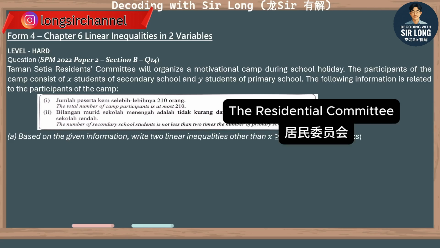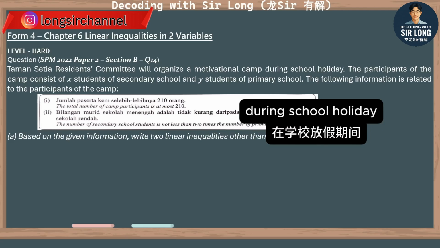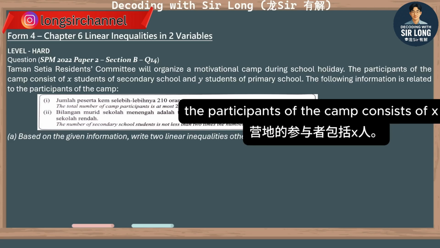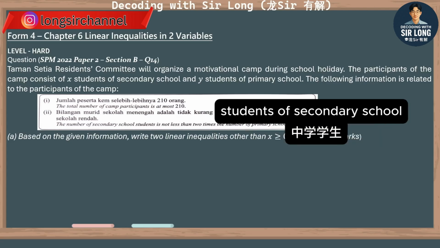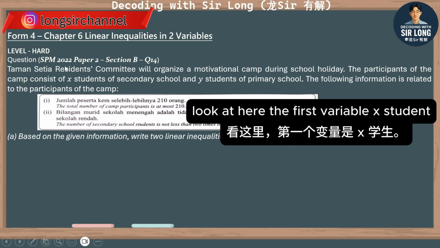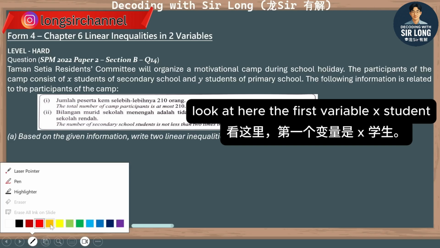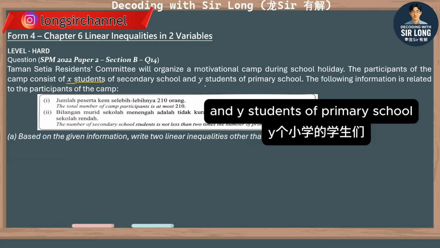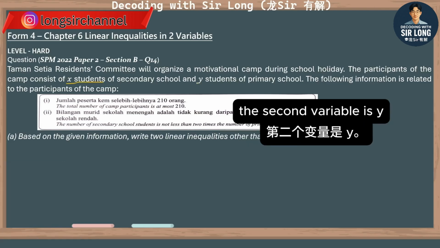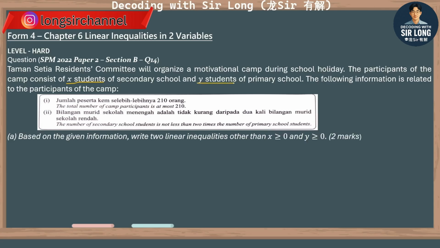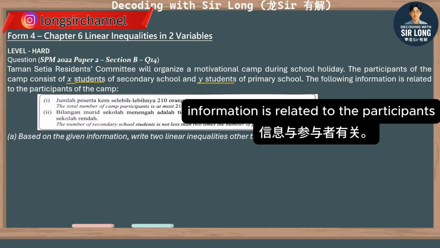The residential committee will organize a motivational camp during school holiday. The participants of the camp consist of x students of secondary school. Look at here, the first variable, x students. Let me highlight. And y students of primary school. The second variable, y. The following information is related to the participants of the camp.